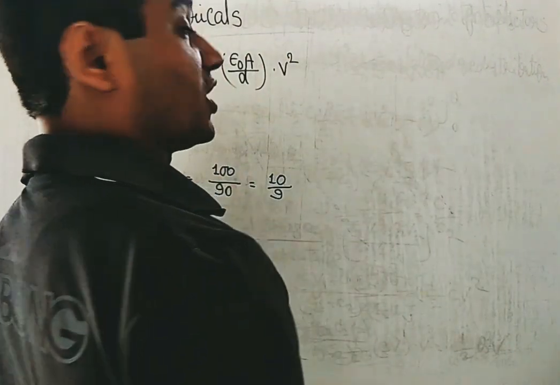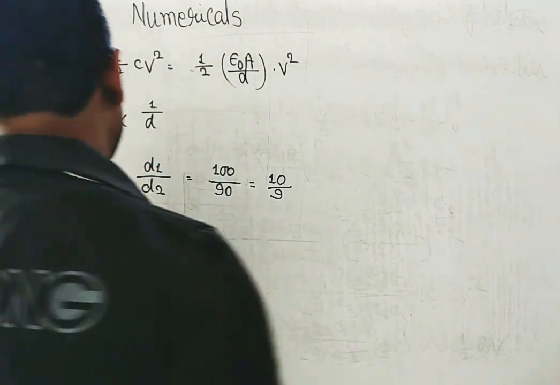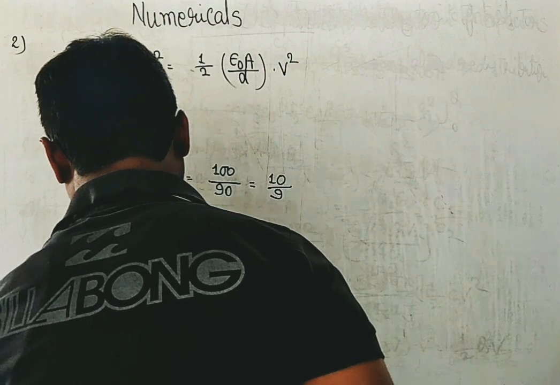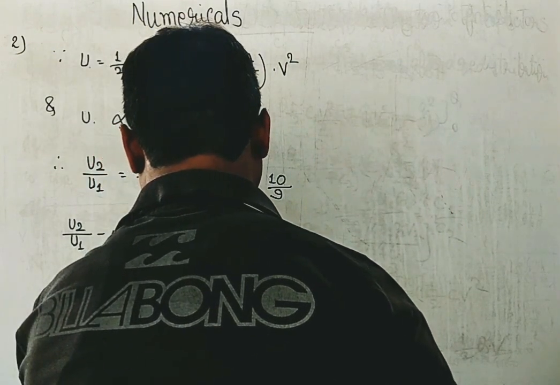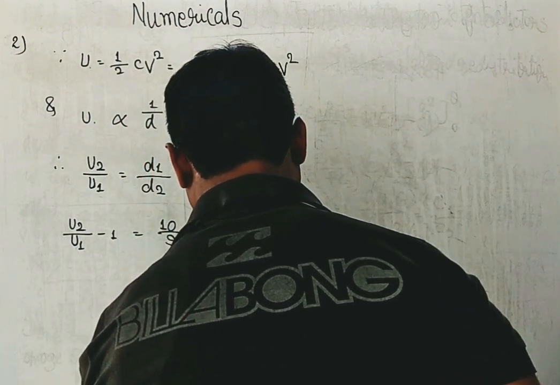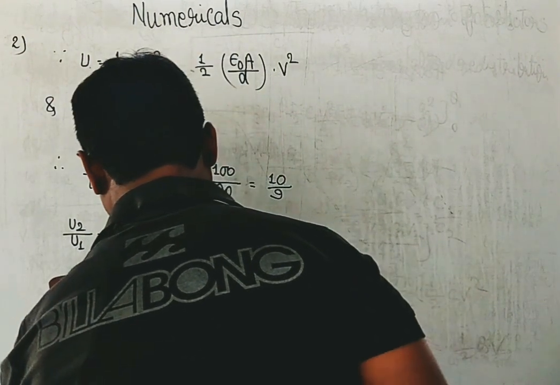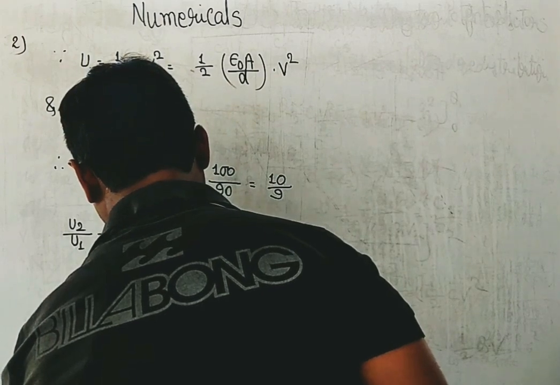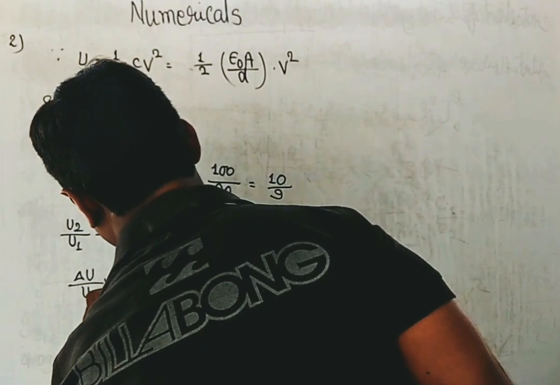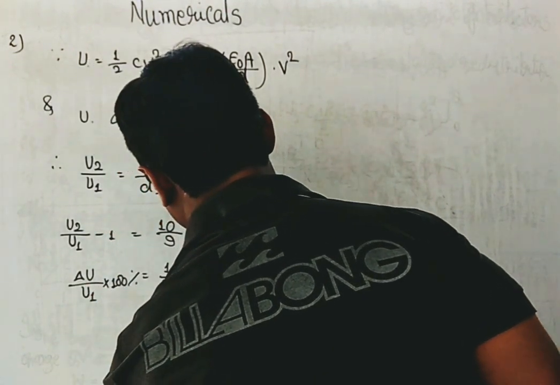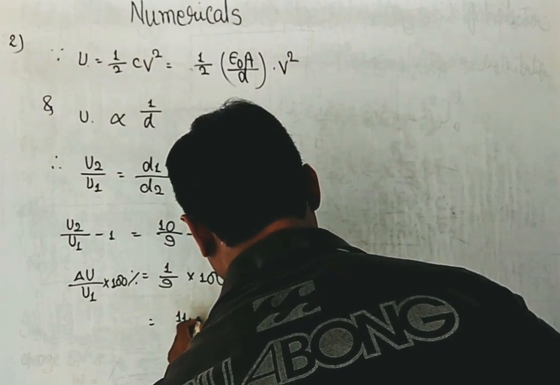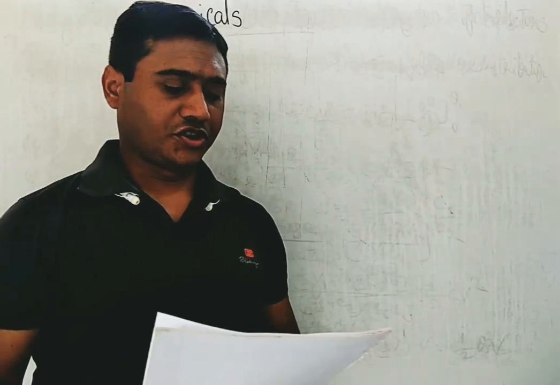Now, subtracting 1 from both the sides, we have U2 upon U1 minus 1, which is equal to 10 by 9 minus 1, and this gives us 1 upon 9, and here we have delta U upon U1. Now multiplying both the sides by 100 to have the percentage change, this gives us 11.1%. Okay, now let's have the next question.